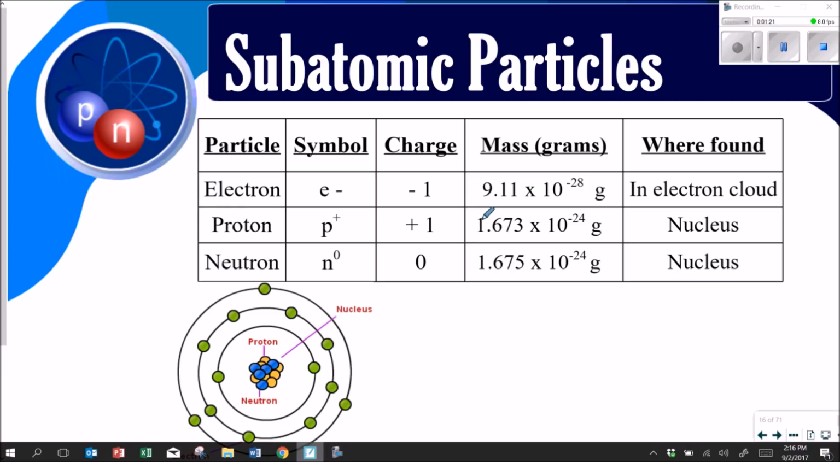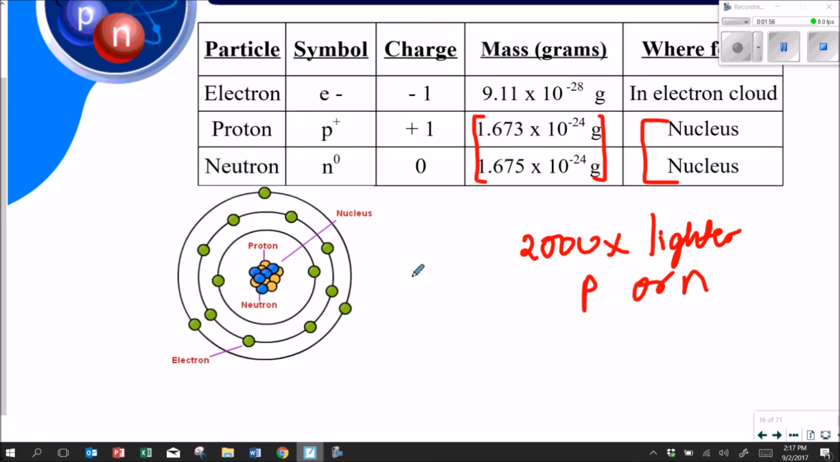As far as the masses are concerned, you do not need to memorize those masses, but what you need to understand is that a proton and a neutron have practically an identical mass, and also that the electron's mass is much smaller. In fact, an electron is about 2,000 times lighter than a proton or a neutron. Over here we have a Bohr model of an atom. Although we know that this model is not accurate, it is often a very useful model to represent the location and number of protons, neutrons, and electrons in an atom.